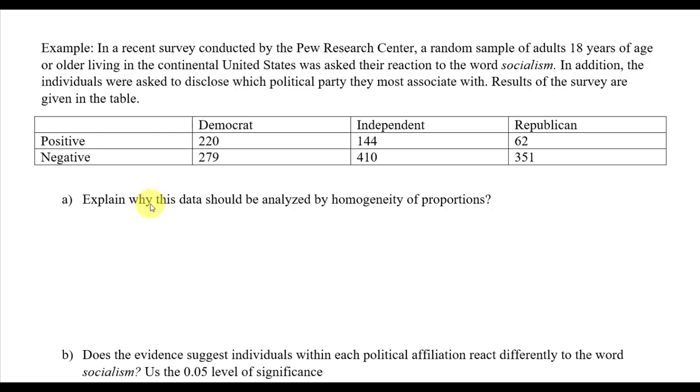Explain why this data should be analyzed by homogeneity of proportions instead of the other one that we just saw, which is the test for independence. Well, because we have three distinct populations that are being surveyed: Democrats, Republicans, and Independents, and the response variable is qualitative with two outcomes, positive or negative. So we analyze the data using the homogeneity of proportions. Remember, we have three distinct populations.